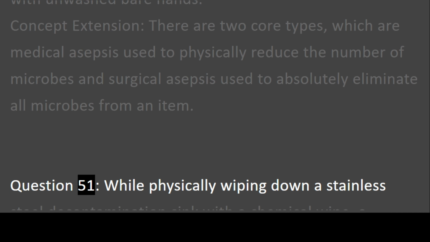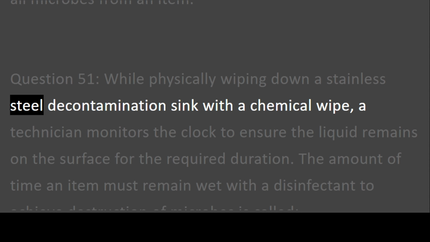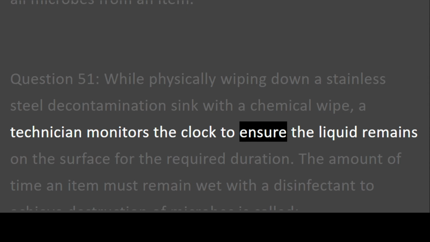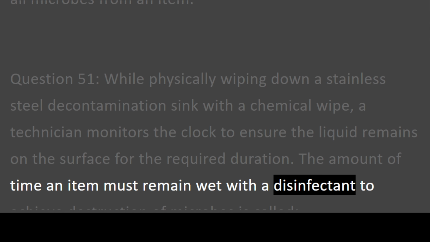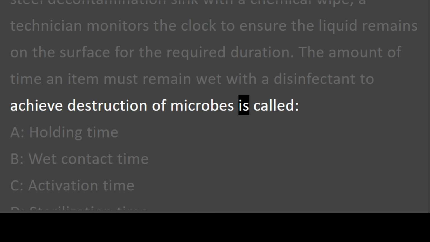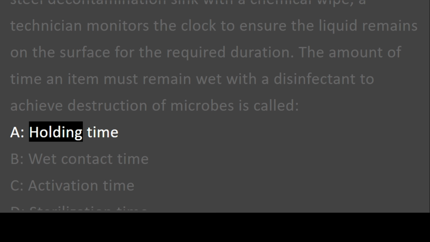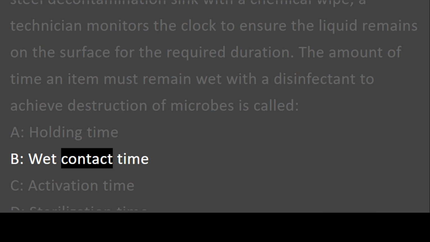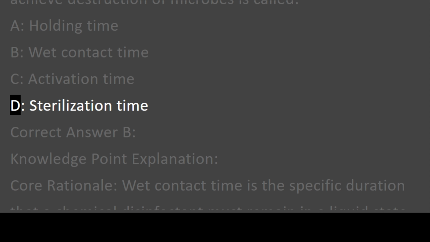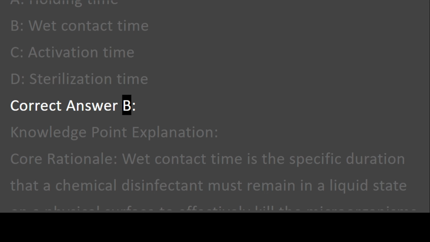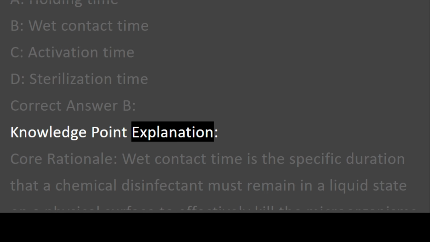Question 51. While physically wiping down a stainless steel decontamination sink with a chemical wipe, a technician monitors the clock to ensure the liquid remains on the surface for the required duration. The amount of time an item must remain wet with a disinfectant to achieve destruction of microbes is called: A. Holding time. B. Wet contact time. C. Activation time. D. Sterilization time. Correct answer B.